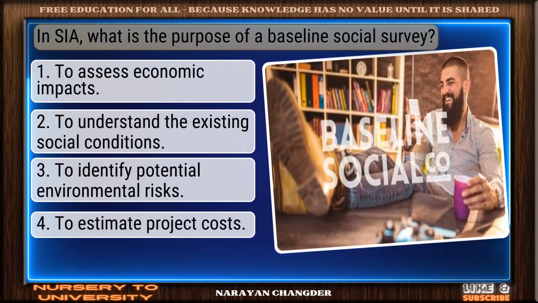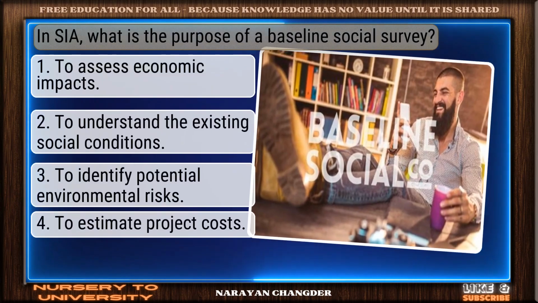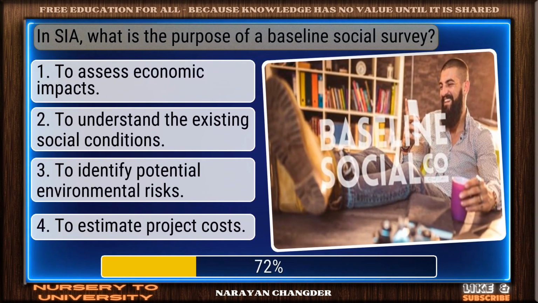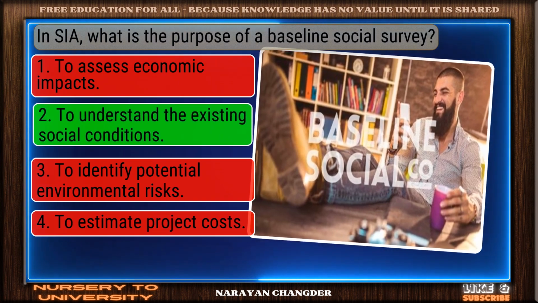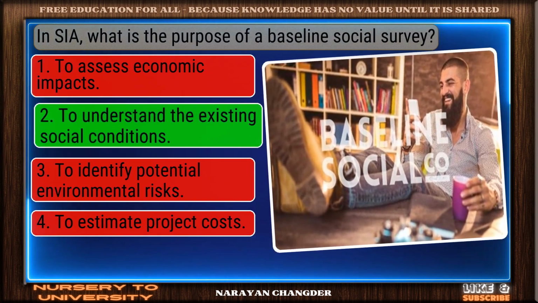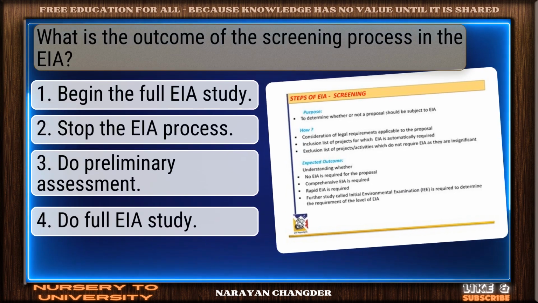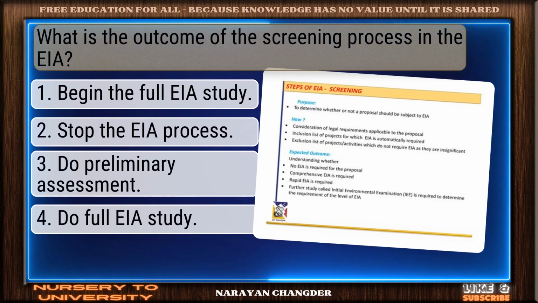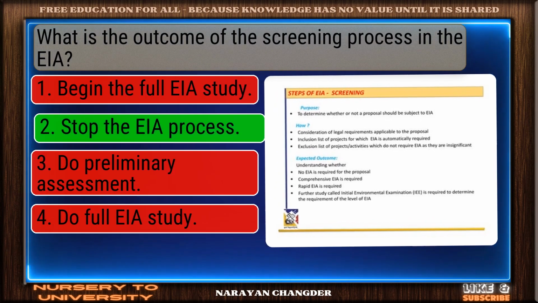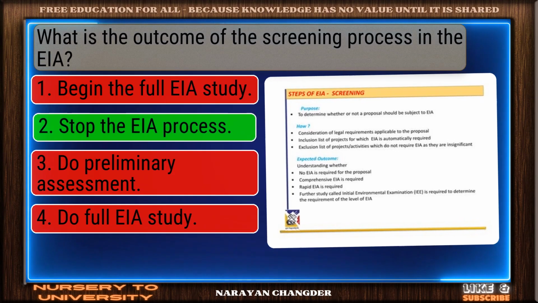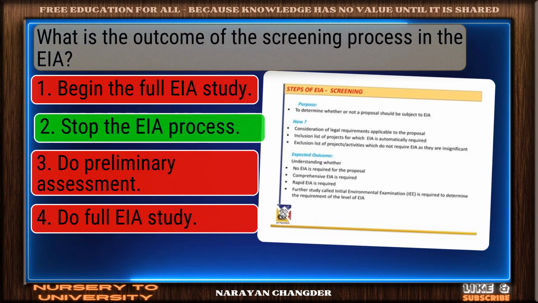In SIA, what is the purpose of a baseline social survey? Valid point. To understand the existing social conditions is true. What is the outcome of the screening process in the EA? Excellent choice. Stop the EA process is the right answer.